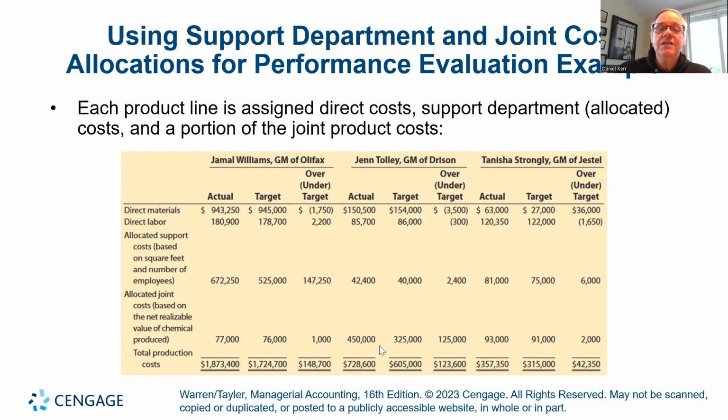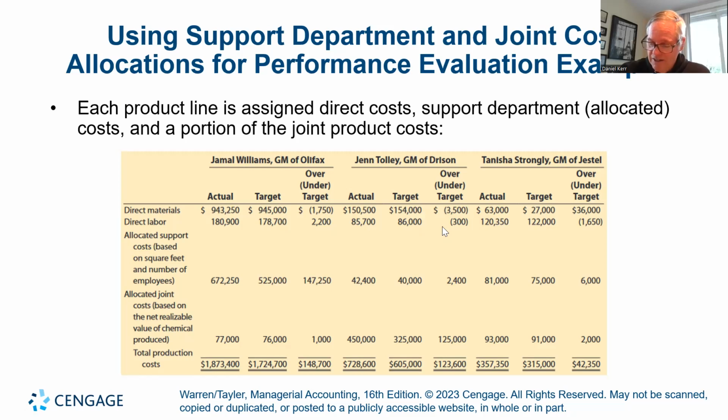The other way you might want to look at this is you ask yourself, what is it that Jamal and Jen and Tanisha actually control directly? So what they control directly is the materials cost and the labor costs. If you take a look at just the combination of material and labor costs, you'll see that the parenthesis means under budget. So Jamal here is under for direct materials, over for direct labor by 2,200. So he's over budget by 450. Take a look at Jen. Jen is under budget for materials, under budget for labor. So the things she can directly control are under budget by $3,800.